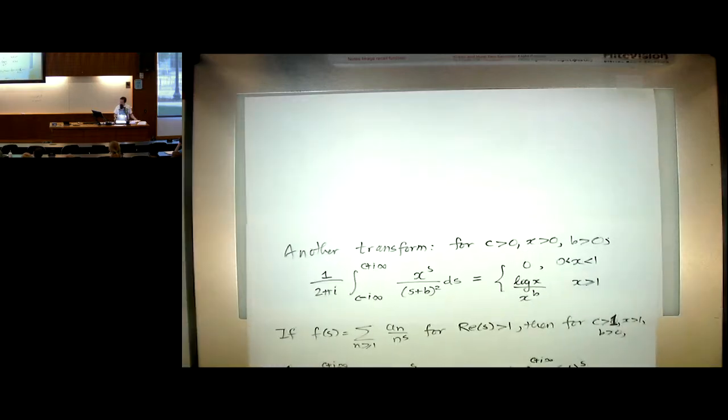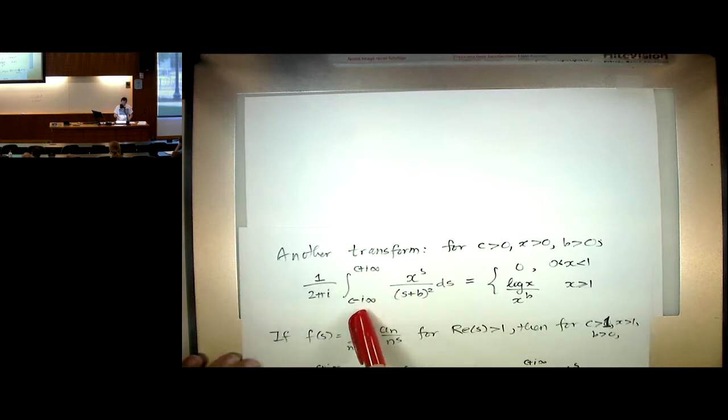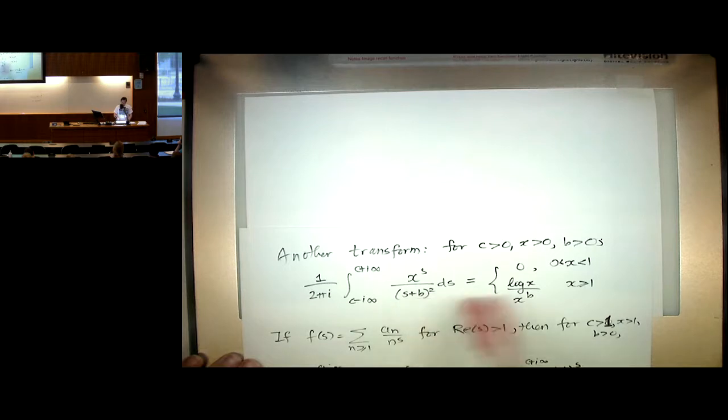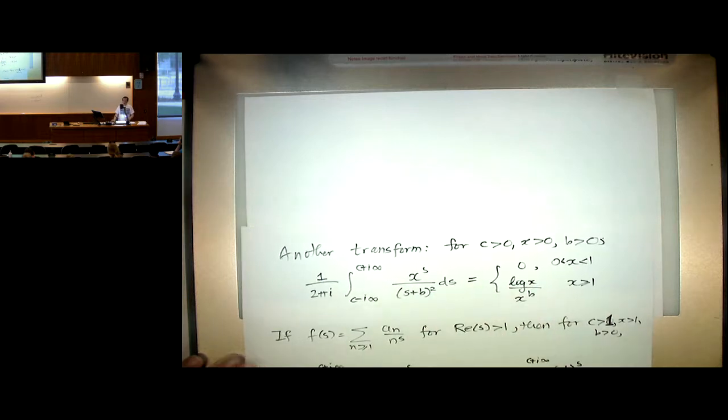So here is what we're actually going to use. If you integrate along a vertical line in the right half plane, with s plus b squared, b is some number bigger than 0. I'll tell you what it is later. If you integrate this and x is between 0 and 1, it's 0. And if x is bigger than or equal to 1, it turns out to be log x over x to the b. You calculate a residue of this and you get out this value. This is a double pole at minus b, so it's a little bit trickier than the previous example.